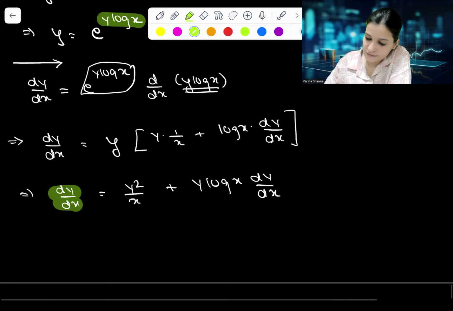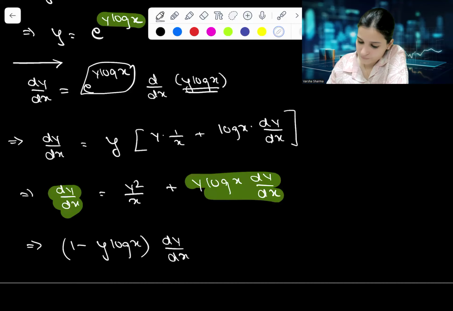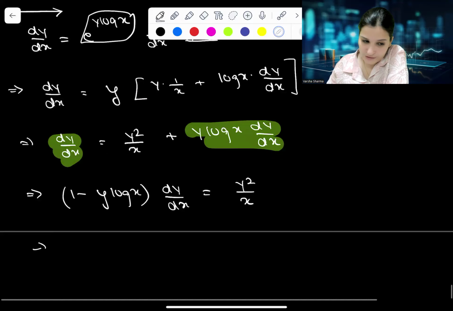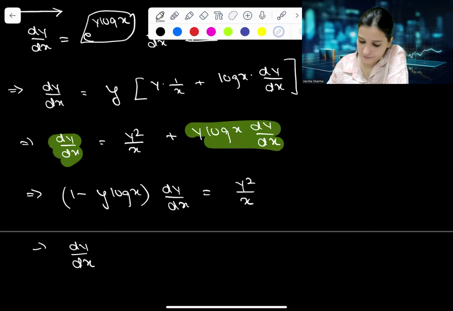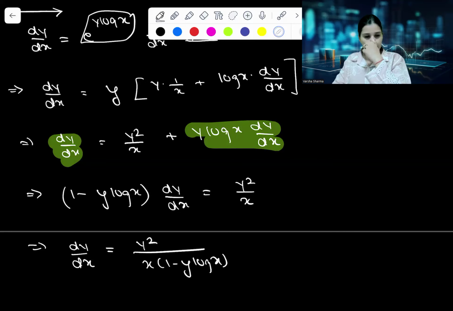Bringing the dy by dx term on one side: 1 minus y log x equals y square by x. Shifting it, so dy by dx equals y square by x, 1 minus log x. You could have also written x power y. It's the same thing. Any doubt?